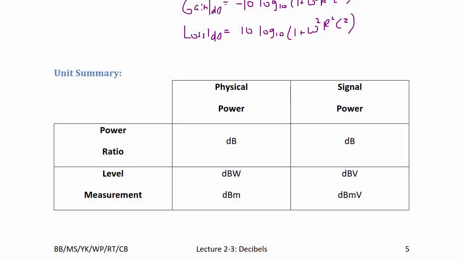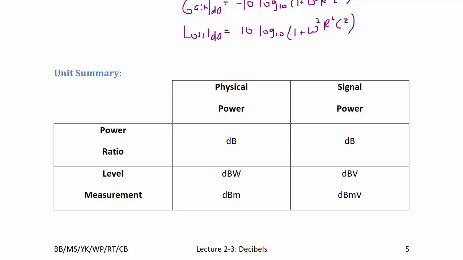Finally, to summarize all of our new units. So we have physical power and signal power. Although I will tell you, typically in this class, we're referring to signal power. You did physical power in your circuits course. So for physical and signal power, if it's a power ratio, they're both in decibels, which can be a bit ambiguous. So you have to look at the context of the question to determine whether you're talking about physical power or signal power ratio. However, level measurements are rather clear because for physical power, they would be dBW and dBm.